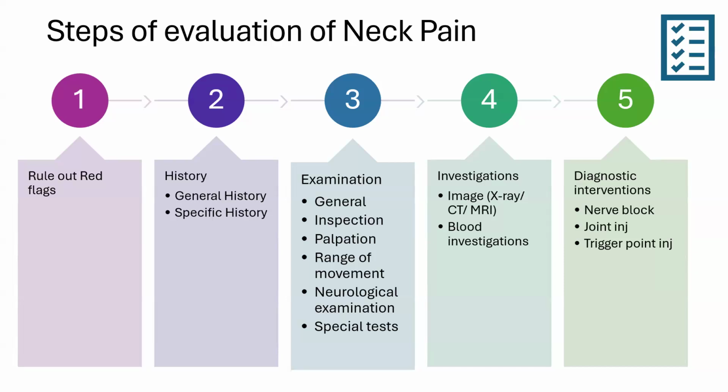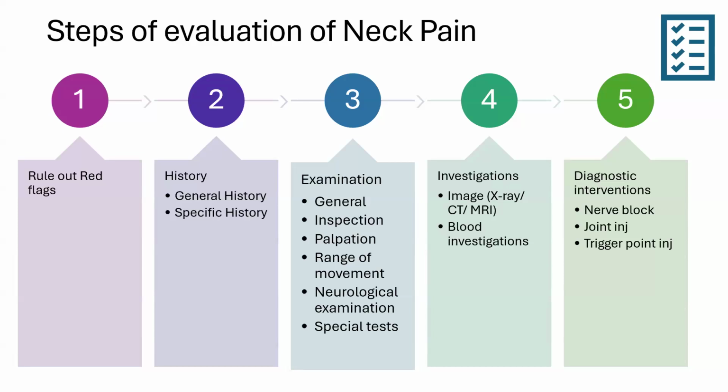Now we have ruled out the red flags, so there are no red flag signs present. Now we should go for the history taking. First, we go for the general history taking, then the specific history taking. But remember, in a busy OPD, sometimes the general history taking is lacking a little. Still, train your staff to take the basic history of the patient: whether a major illness is present or not, whether there is any family history of any rheumatologic disorder or spondyloarthropathy. This type of genetic history we have to take in the general part of the history taking. Then we'll go for specific history taking.